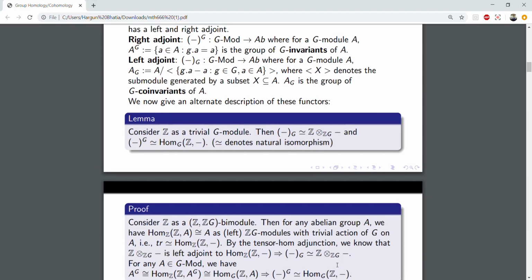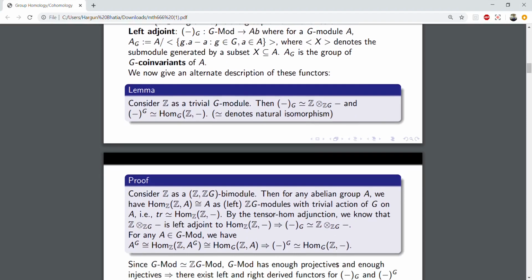Now for the other functor, if I take any G module, then notice that the coinvariance A_G is isomorphic to this Hom(Z, Z, A_G). That's true for any abelian group.